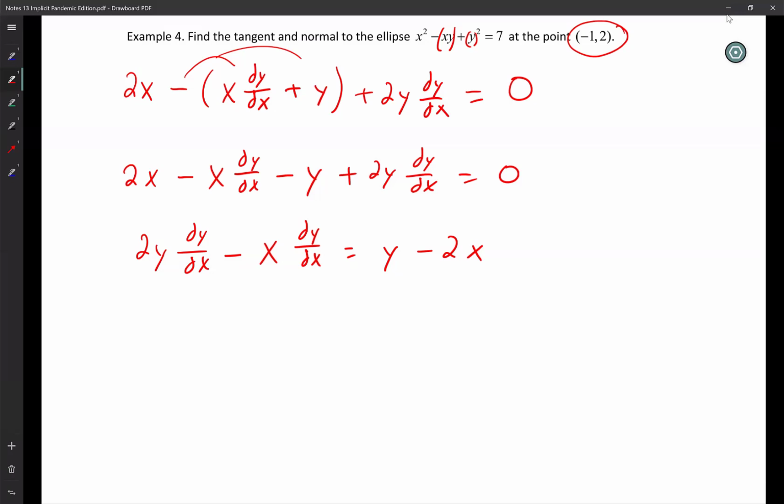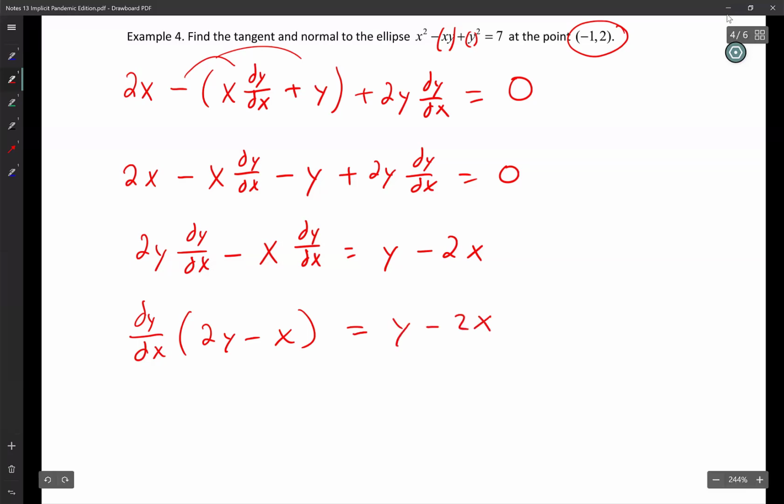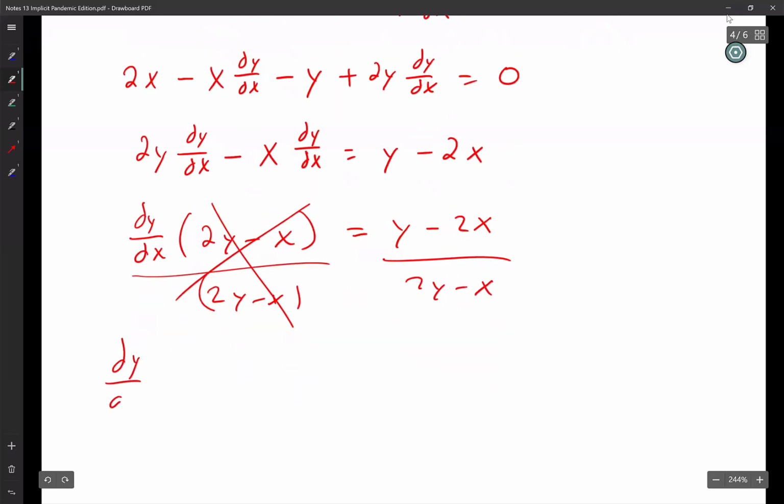All right, next. I'm going to factor out a dy/dx. So there's my dy/dx factored out: (2y minus x) equals y minus 2x. Next, I want to get the dy/dx by itself. So I divide by whatever factor I have next to it. Divide by 2y minus x. Nothing cancels out other than the 2y minus x there. dy/dx equals (y minus 2x) over (2y minus x).